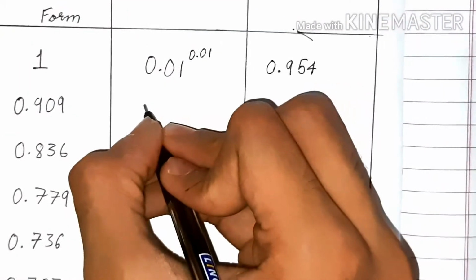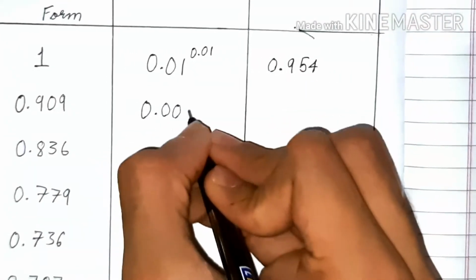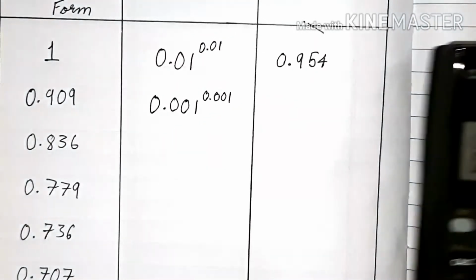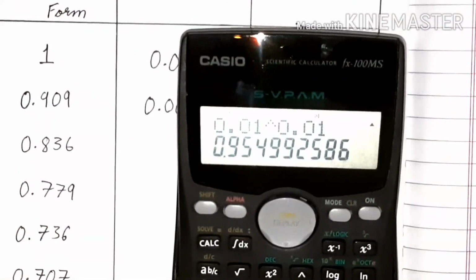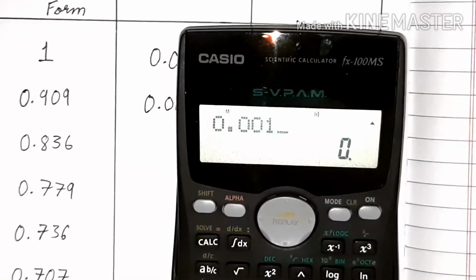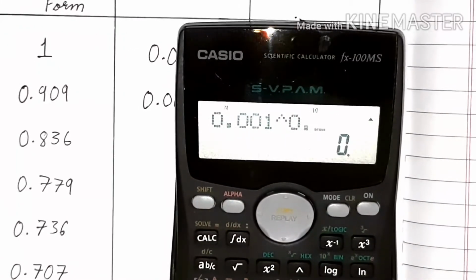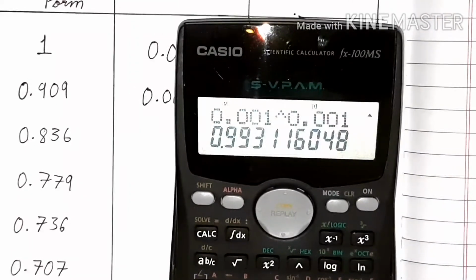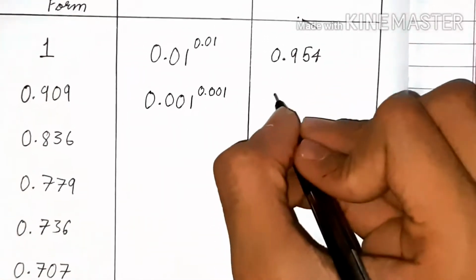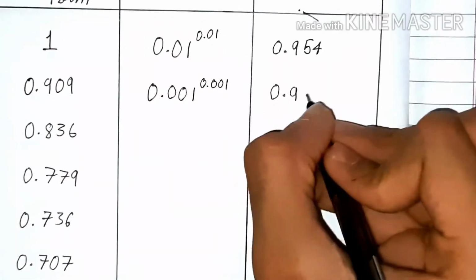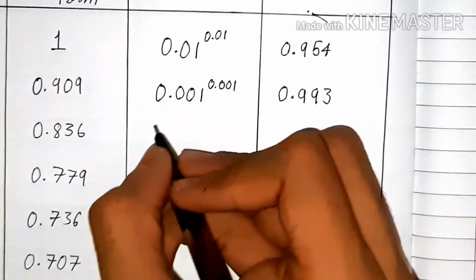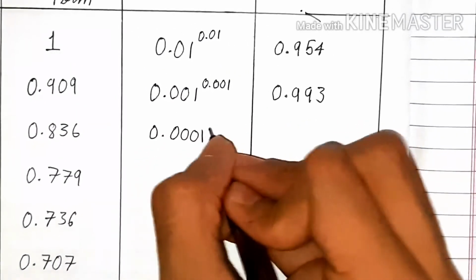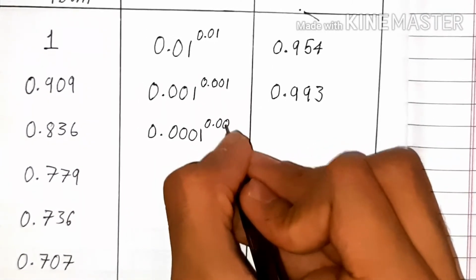Now let's do it for 0.001 raised to 0.001. We have 0.993. Guys, if you try this at home, use a manual calculator, because if you use a phone calculator, it might not be so appropriate for this thing.